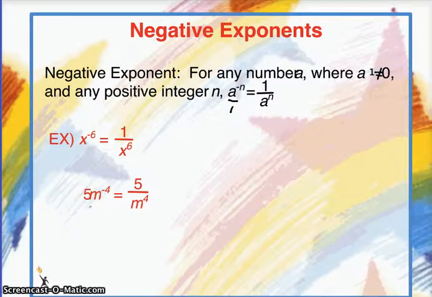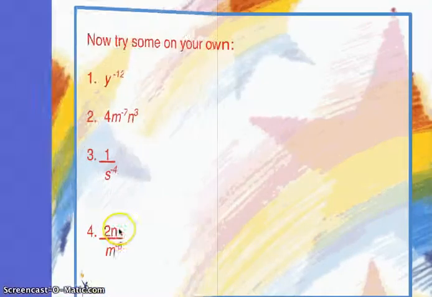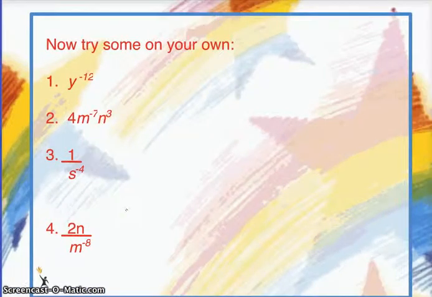In this other example, 5 is not being raised to a negative power. 5 is being raised to the 1 power, so we leave it where it is on top. But m is being raised to the negative 4 power, so we would move m to the bottom, take the reciprocal of m over 1, and we would change the sign. All right, let's give it a try on our own. So pause the tape, try these, and we will compare answers.